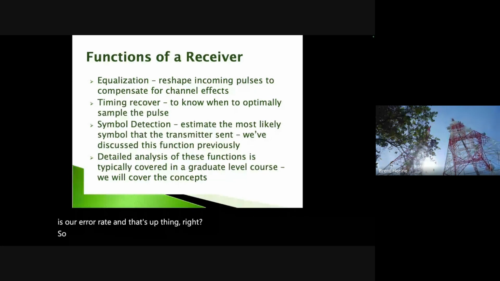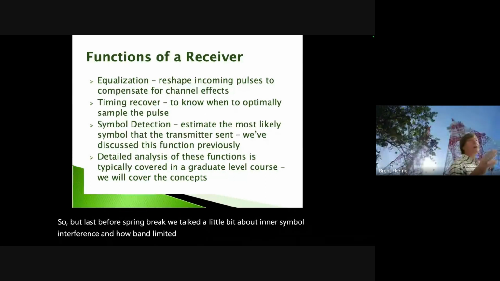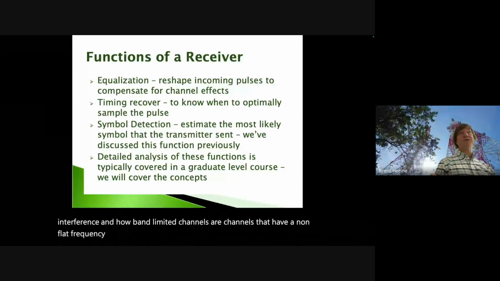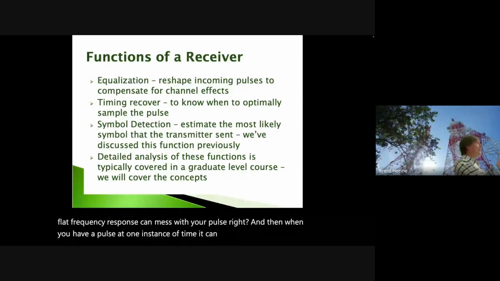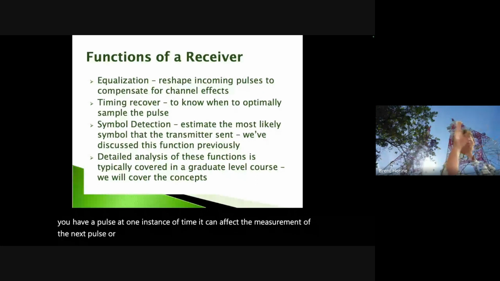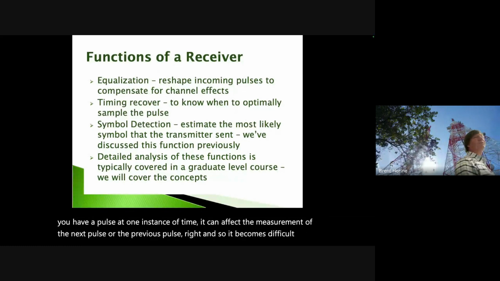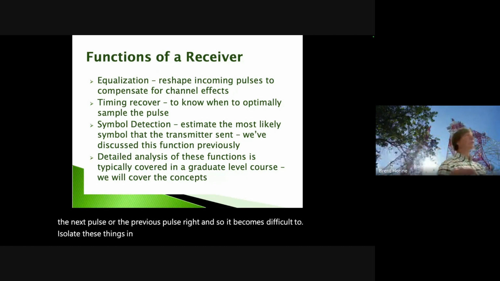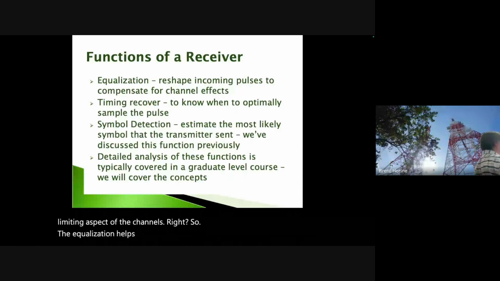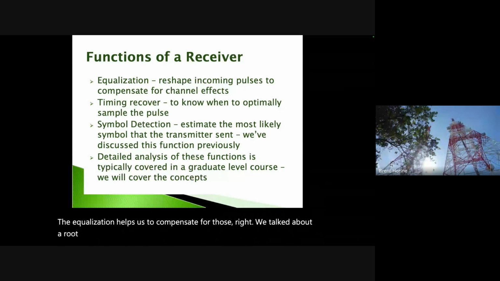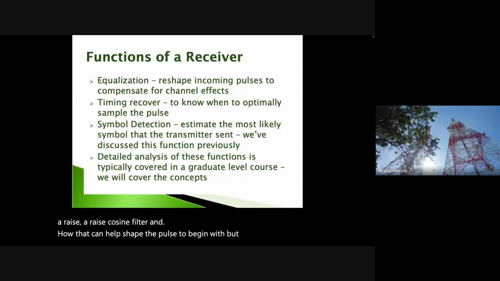But before spring break, we talked a little bit about intersymbol interference and how band-limited channels, or channels that have a non-flat frequency response, can mess with your pulse, right? When you have a pulse at one instance of time, it can affect the measurement of the next pulse or the previous pulse, right? And so it becomes difficult to isolate these things in time. They get smeared out in time due to the band-limiting aspect of the channels, right? So equalization helps us to compensate for those, right? We talked about a raised cosine filter and how that can help shape the pulse to begin with, but then we can also equalize some of the effects.